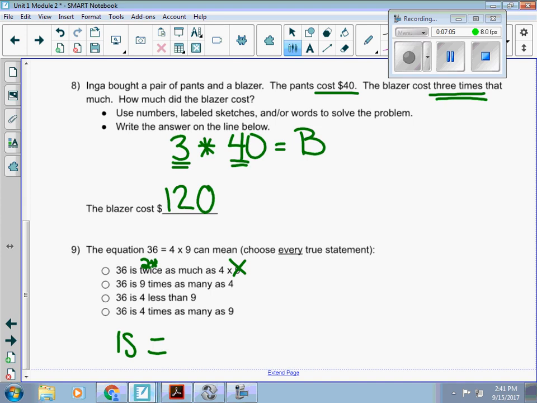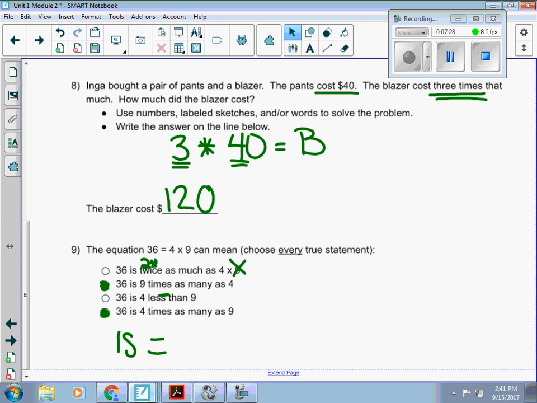Well, that is what it says, except it's backwards. But I know when I multiply that the order doesn't matter, so that one's good. 36 is 4 less than 9 is subtraction, and that doesn't subtract. And 36 is 4 times 9 is exactly what it says. So that is the answer that I'm going to pick.